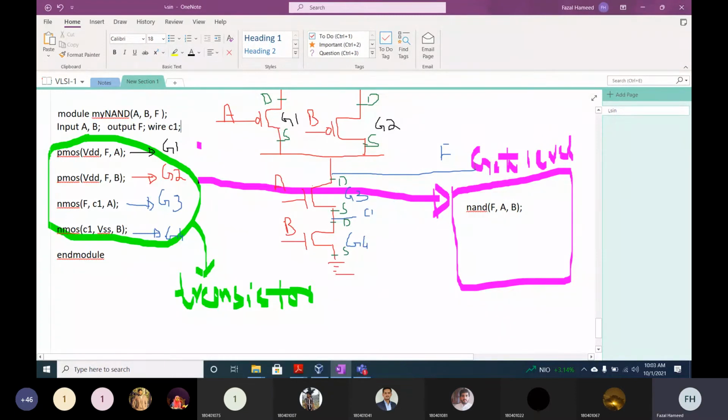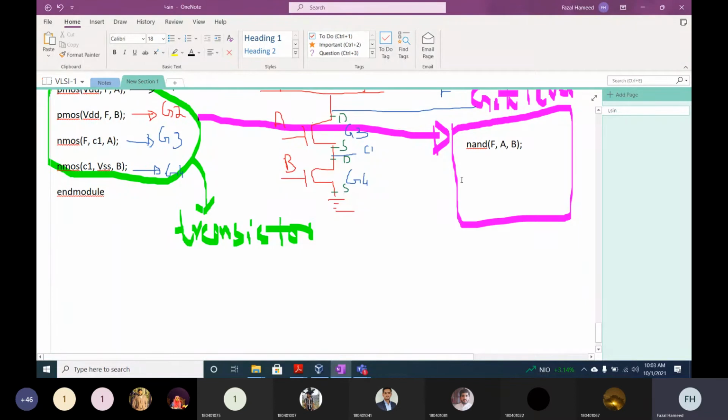Okay. So there are various ways to design a system. We are designing at various levels of abstraction. We can design at the gate level, we can design at the behavioral level, and we can also design at the transistor level.